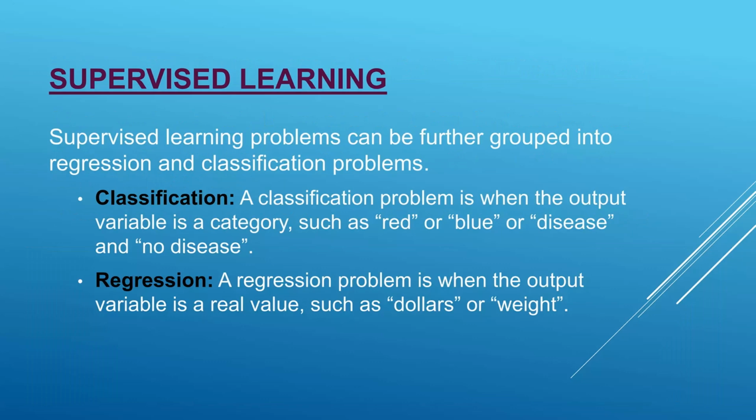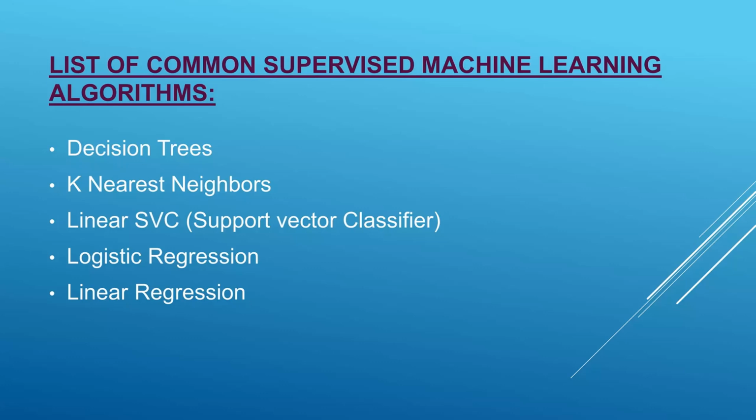Supervised learning problems can be further grouped into regression and classification problems. Classification: a classification problem is when the output variable is a category, such as red or blue, or disease and no disease. Regression: a regression problem is when the output variable is a real value, such as dollars or weight. List of common supervised machine learning algorithms: decision trees, k-nearest neighbors, linear SVC, support vector classifier, logistic regression, linear regression.